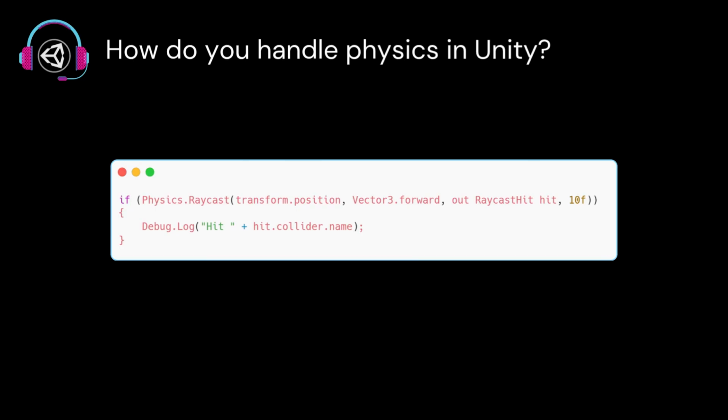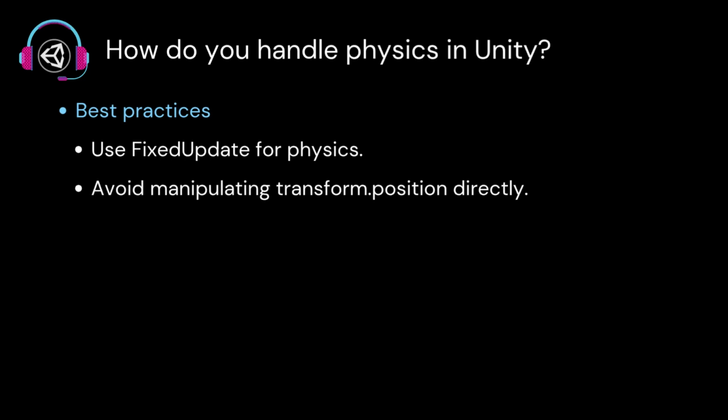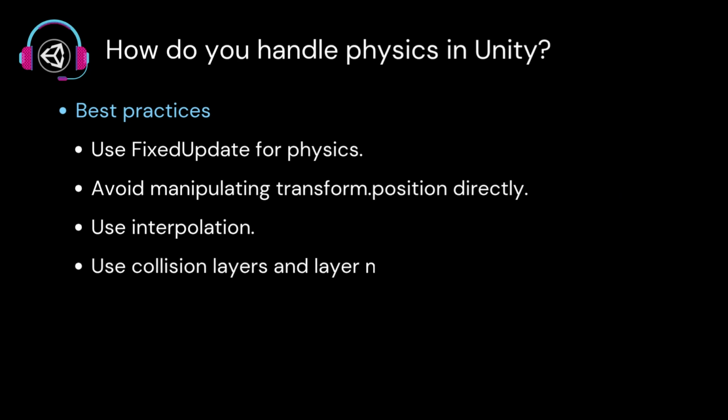For physics in Unity, there are some best practices you should remember. Always use FixedUpdate for physics. Avoid manipulating transform.position directly on physics objects. It bypasses the physics engine. Use interpolation for smoother movement. Use collision layers and layer masks to optimize and control what interacts with what.